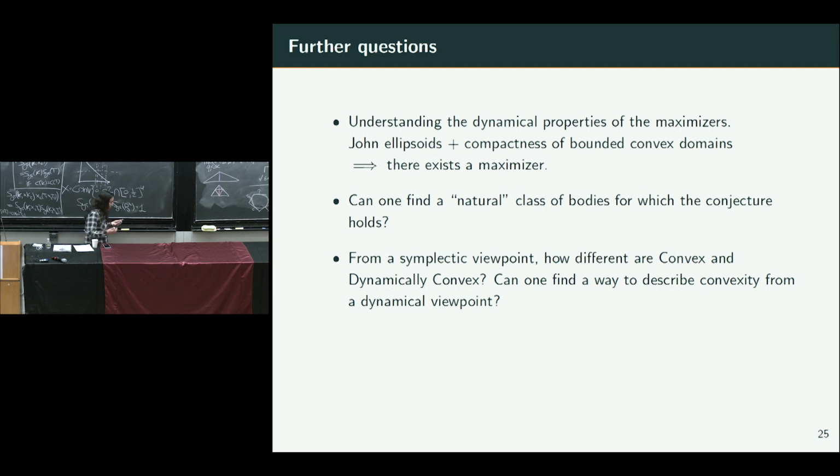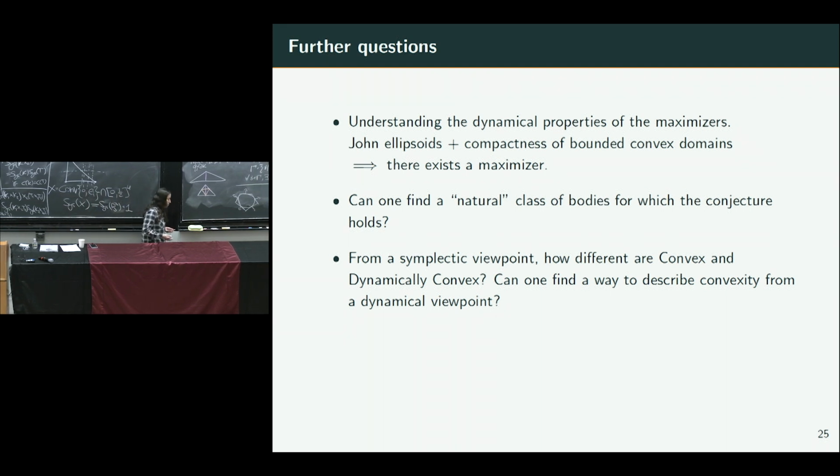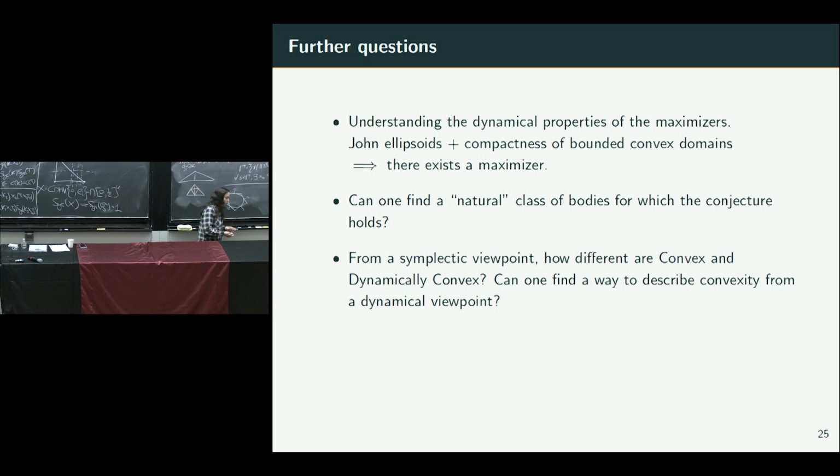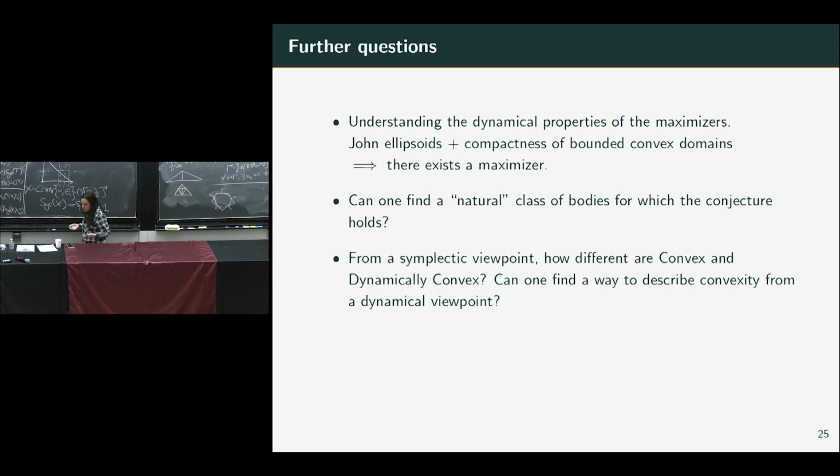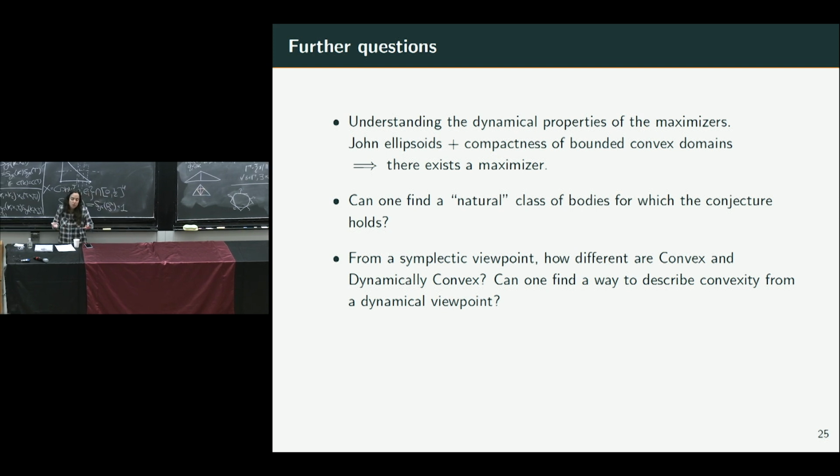And it leaves us with the question, as now we know that the Viterbo conjecture doesn't hold for convex and for dynamically convex domains, how really different these two sets are. So, okay, perhaps there are examples of dynamically convex domains which are not convex, but perhaps they're actually not that different from a dynamical point of view.